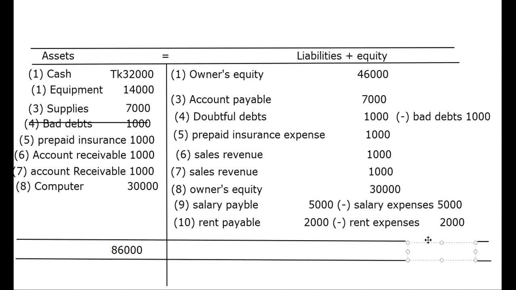And the liability side should show the same amount: 46,000 plus 7,000, 30,000 plus 86,000, 5,000 and 5,000 minus plus 0, 2,000, 2,000 minus plus 0, 1,000, 1,000. So 86,000 is our total amount from both sides.